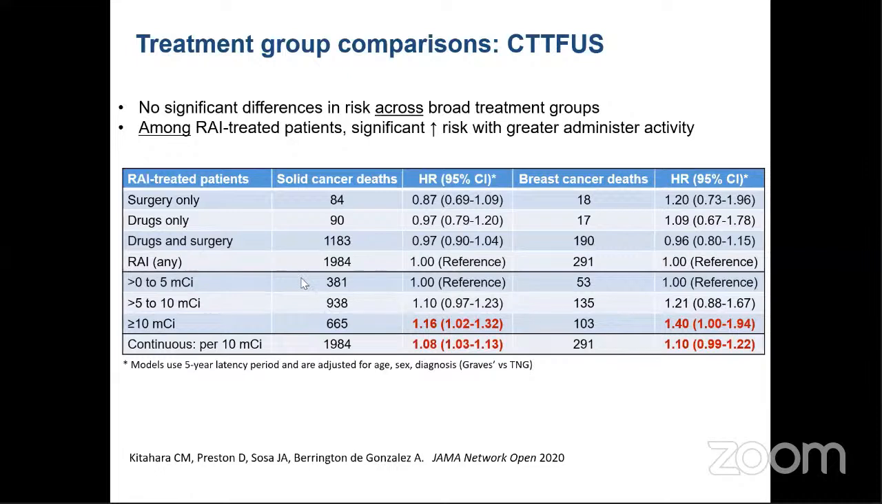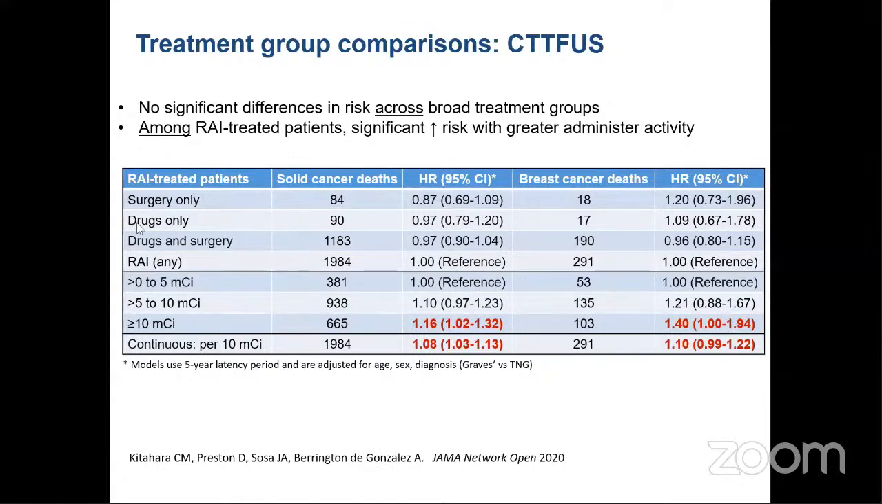So we were concerned that we would not be able to completely adjust away this concern about confounding by indication if we compared these groups head to head. Nonetheless, we show these results in our 2020 paper. You can see that there are no statistically significant differences across these treatment groups, but also that some of these groups, like the surgery-only group and the drug-only group, had a fairly small number of outcomes, especially for breast cancer, so very wide confidence intervals.